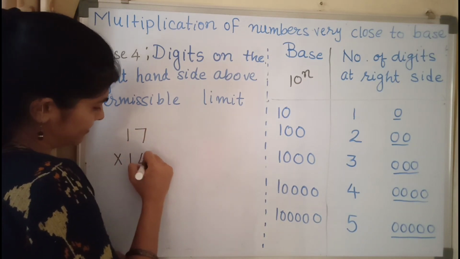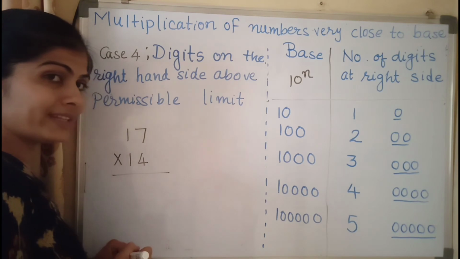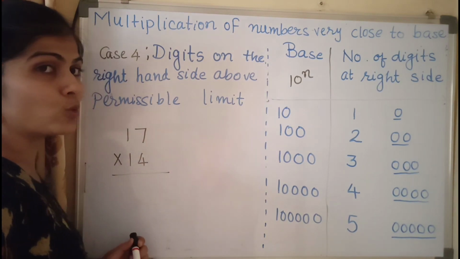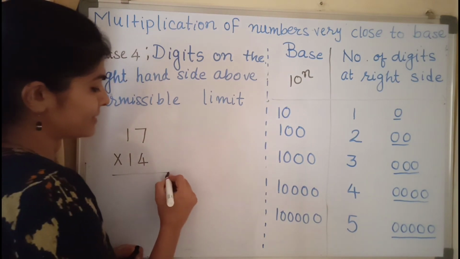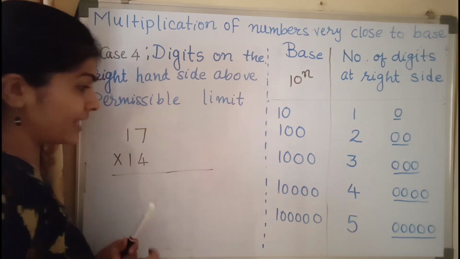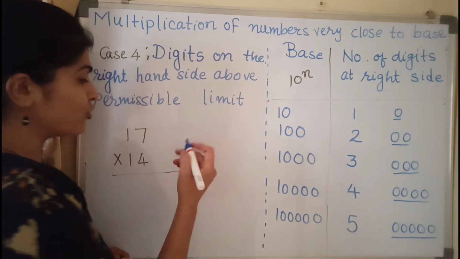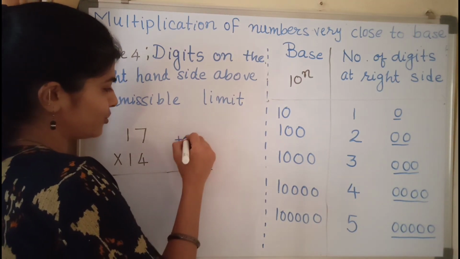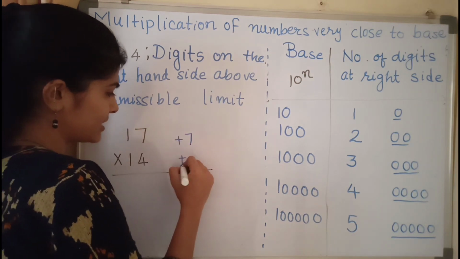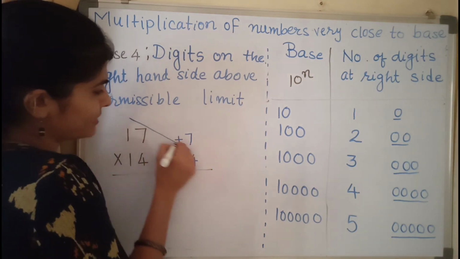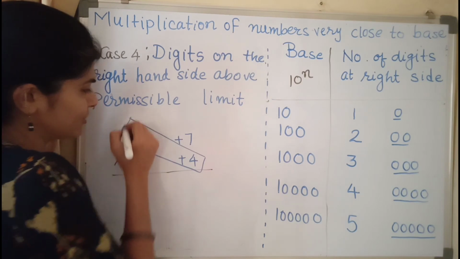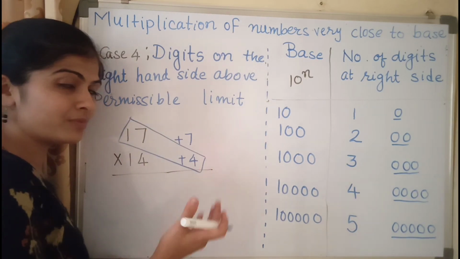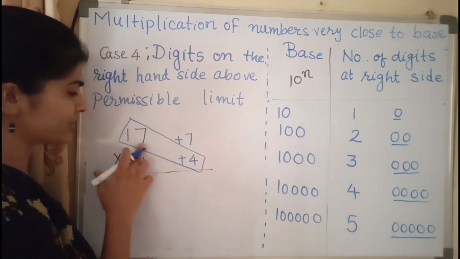17 times 14. Here you can see that both the numbers are closer to 10. So my base is 10, right? Base is 10 and how much is the deviation? That I am going to write down directly in this case. So if this one is plus 7, this one is plus 4. What is this step? That you know very well. So I am not going to explain you in depth. You have already studied in the same session.